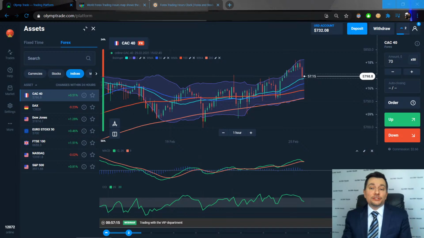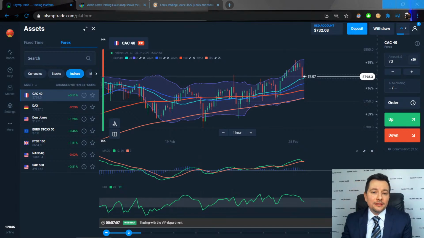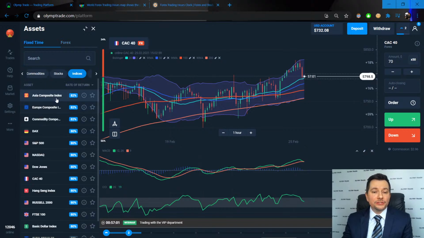And let's get started. On my screen I have a few assets that trade in different times of the world. To be precise, these are the indices, and actually if you click on the fixed time trade platform, there's a lot more that you have.